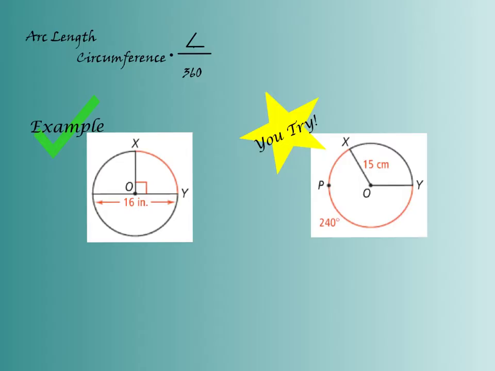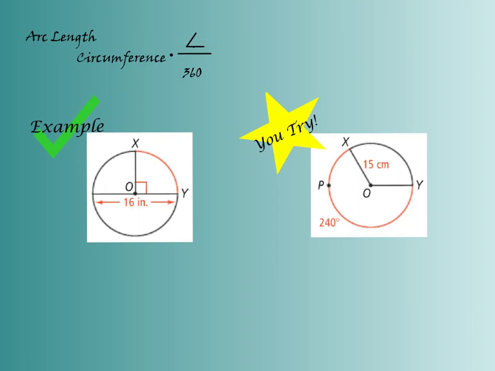Alright, our last example here is to find the length of the arc shown in red. So I want to find my arc length. And again, the arc shown in red. We want to leave our answer in terms of pi. So in my example and in your try problem, leave your answer in terms of pi.